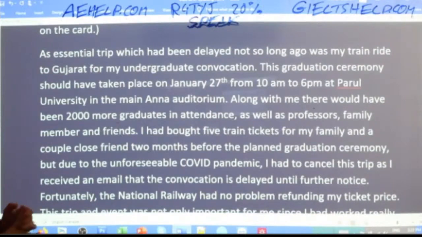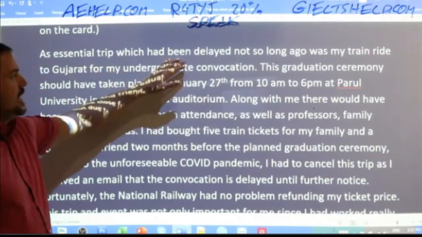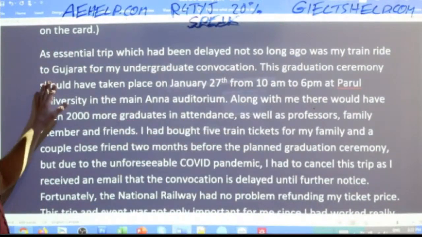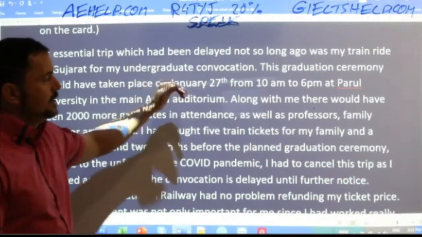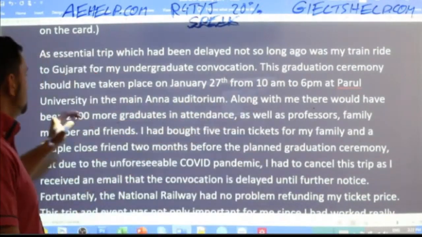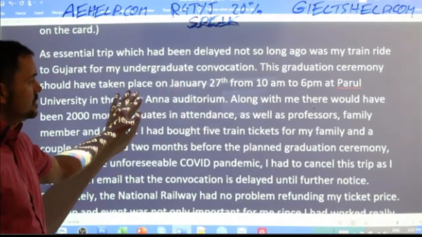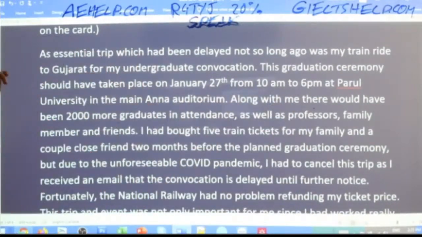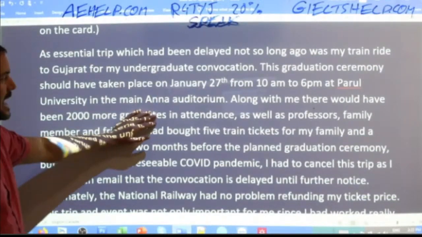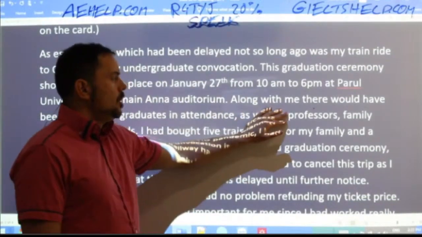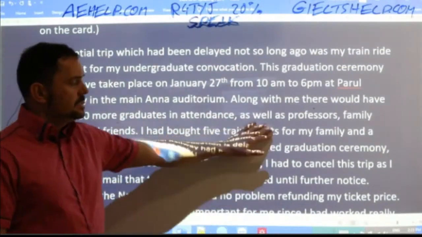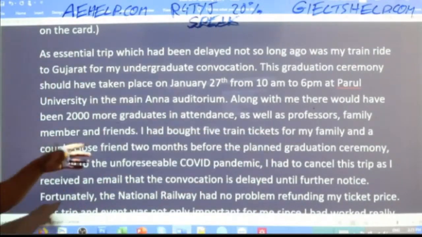3, 2, 1. An essential trip which had been delayed not so long ago was my train ride to Gujarat for my undergraduate convocation. This graduation ceremony should have taken place on January 27th from 10 a.m. to 6 p.m. at Parul University in the main Anna Auditorium. Along with me, there would have been 2,000 more graduates in attendance, as well as professors, family members, and friends.